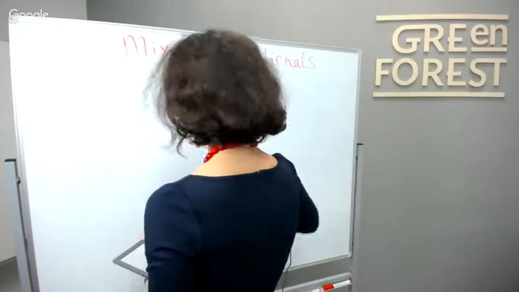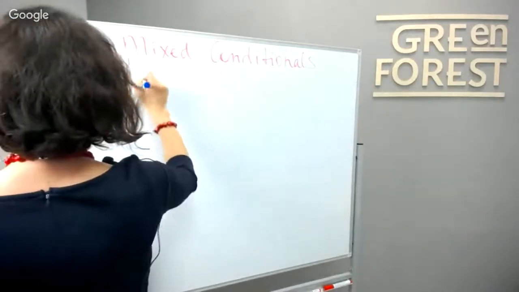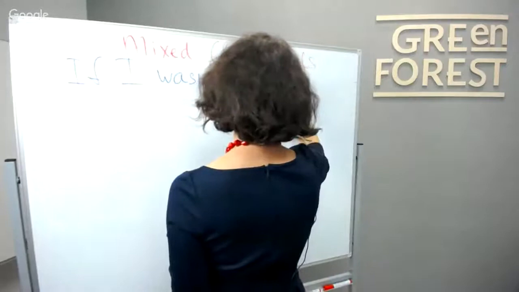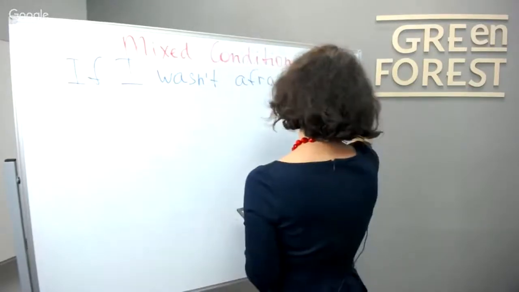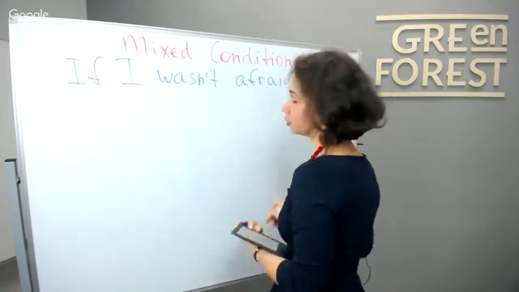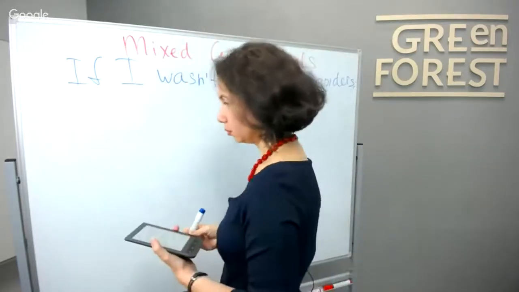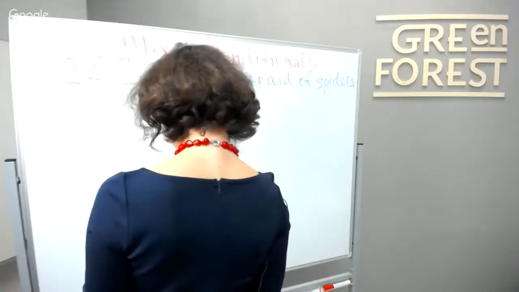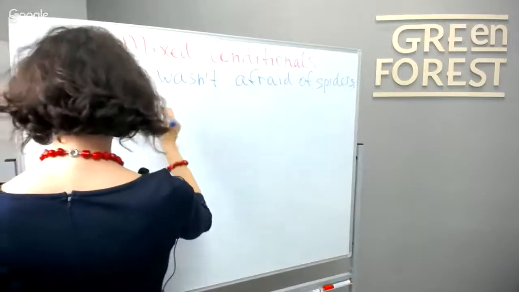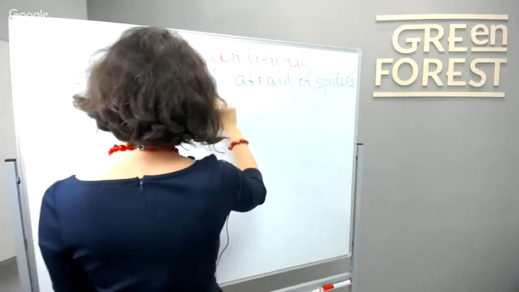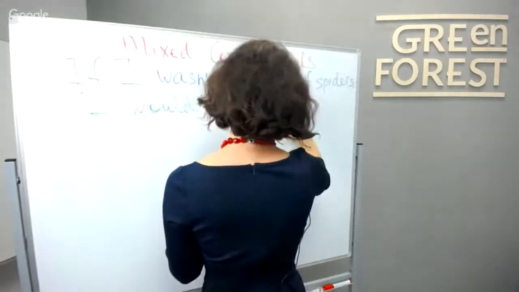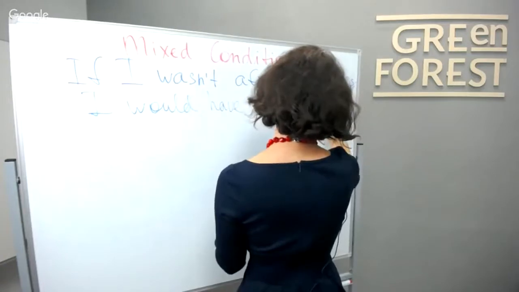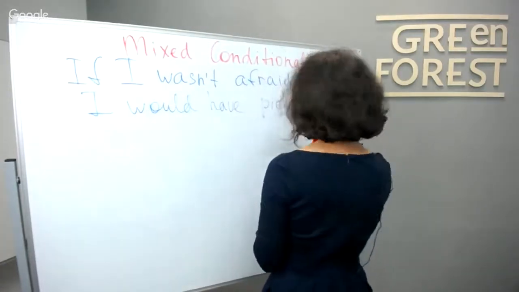If I wasn't afraid of spiders, you can write your own example. Maybe you're afraid of snakes or of heights or of darkness. If I wasn't afraid of spiders, I would have picked it up. I mean, I would have picked the spider up. I would have picked it up.